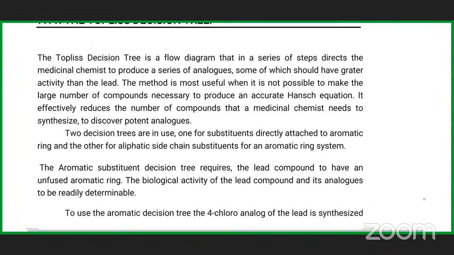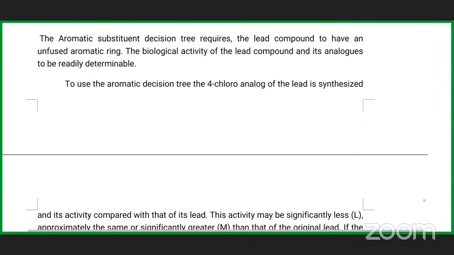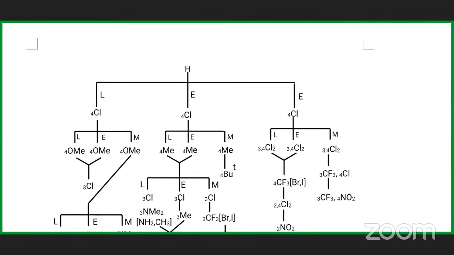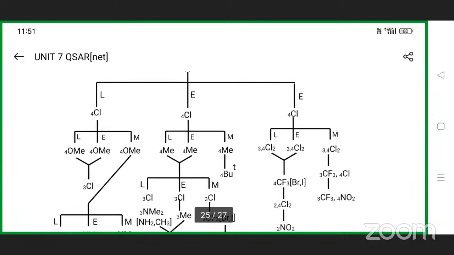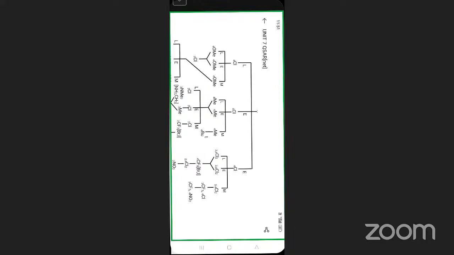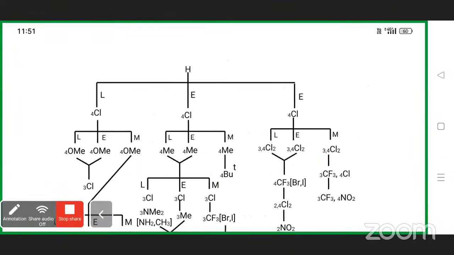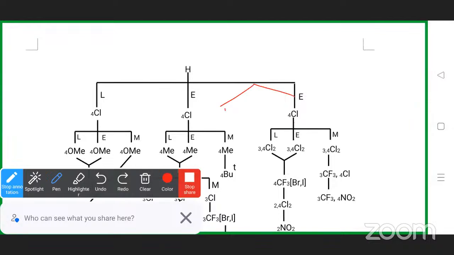And this Topliss decision tree is a flow chart. You take any compound. For example, we are taking benzene, unsubstituted benzene. Just assume there is some compound, and we are taking some unsubstituted benzene here.